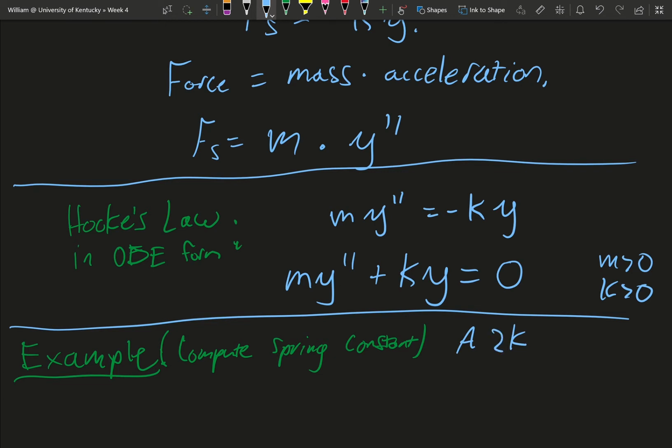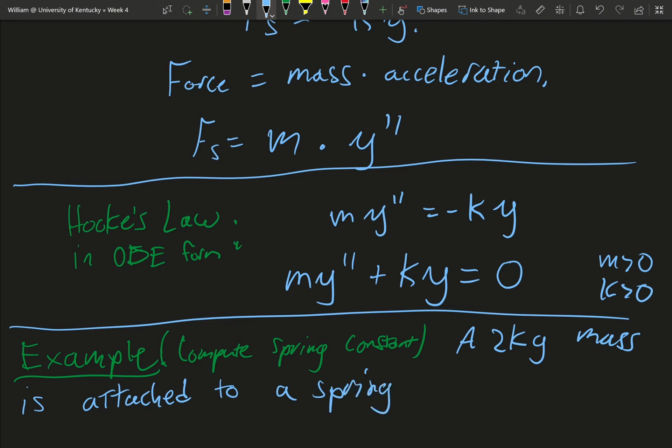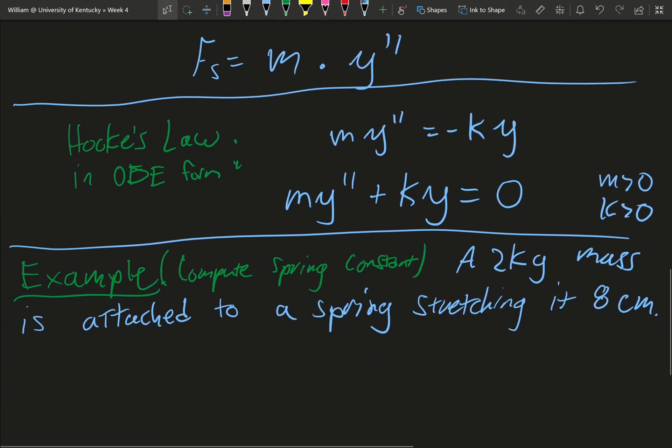So a 2 kilogram mass is attached to a spring, stretching it 8 centimeters. And we're just asked, what is the spring constant K for this system?